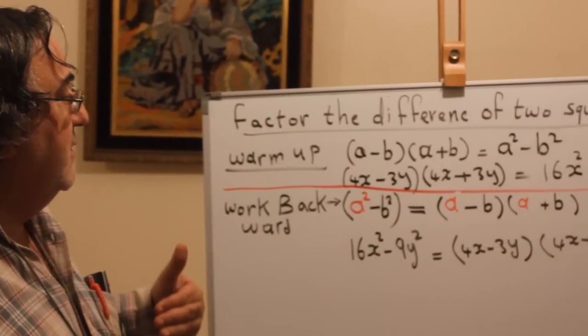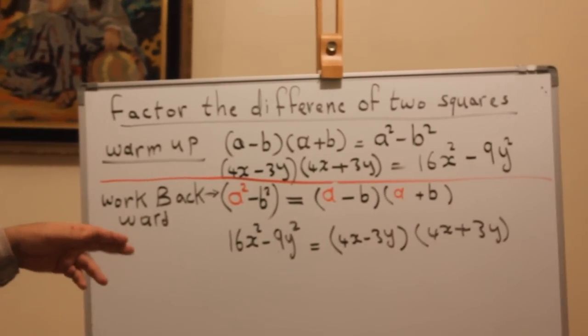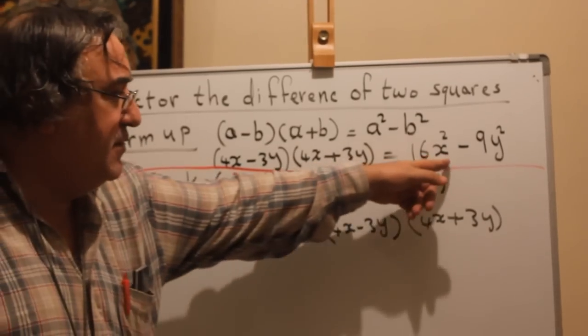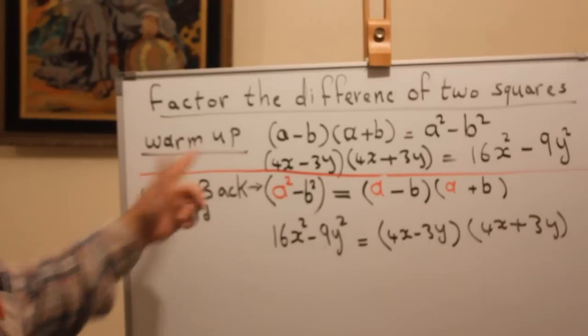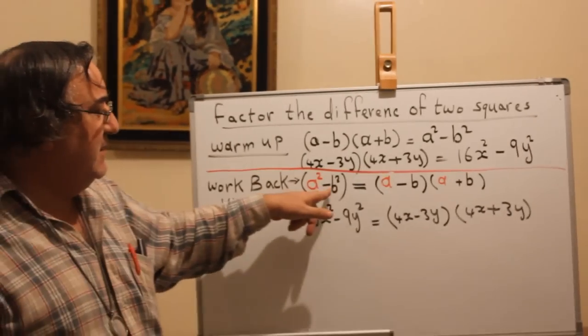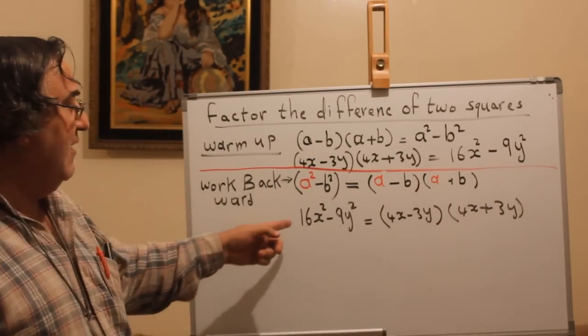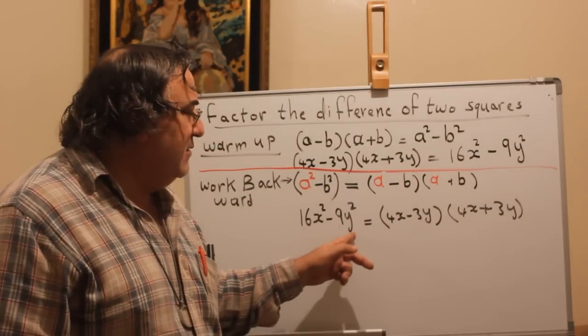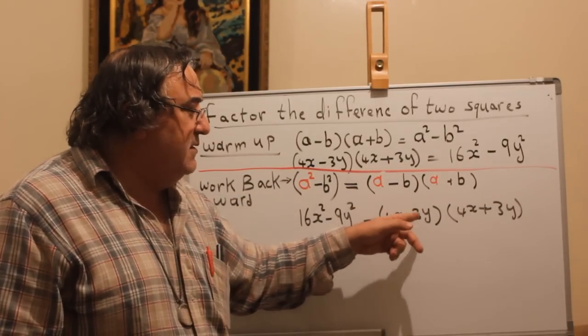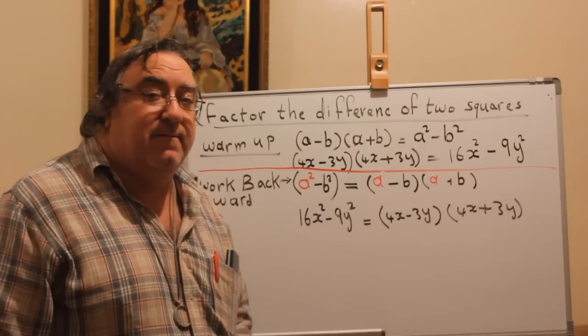Now, our duty is to show you, if you have this expression, how to work backward. If you have a squared minus b squared, how do you get (a minus b) into (a plus b)? If you have 16x squared minus 9y squared, how do you get 4x minus 3y into 4x plus 3y?